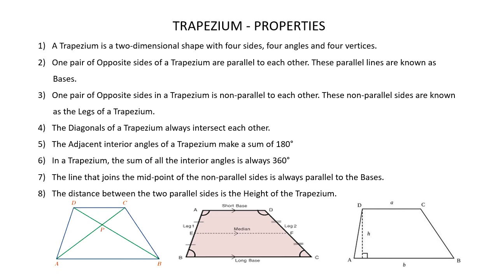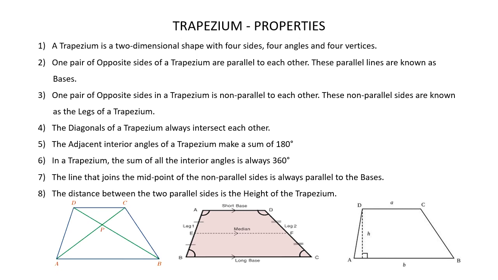So look at this trapezium ABCD. Here CD is the side opposite to AB, and CD is parallel to AB. So one pair of opposite sides is parallel to each other, and these parallel lines are known as bases. So CD and AB are known as bases.